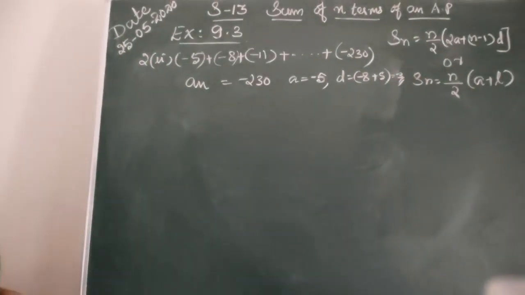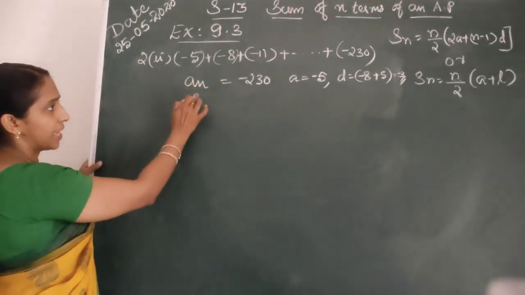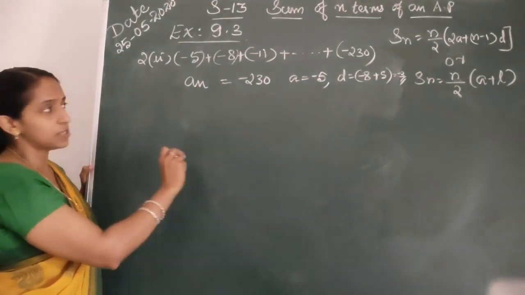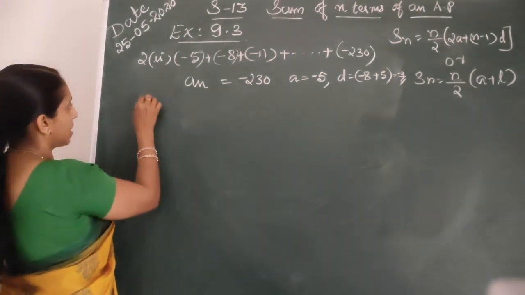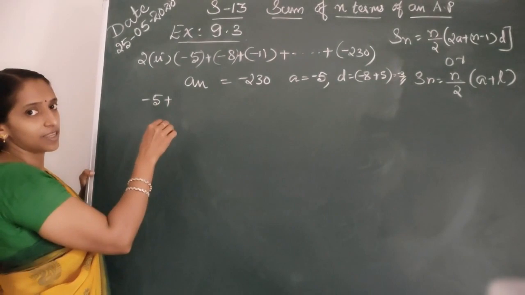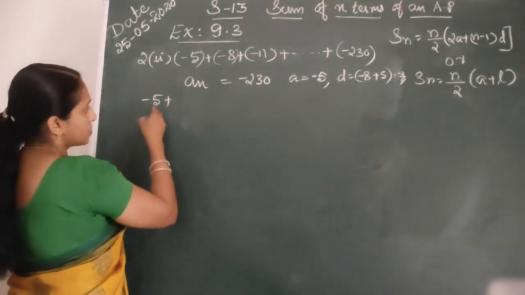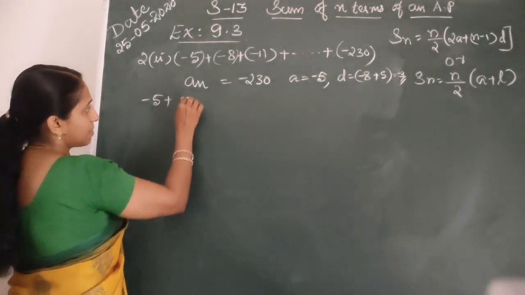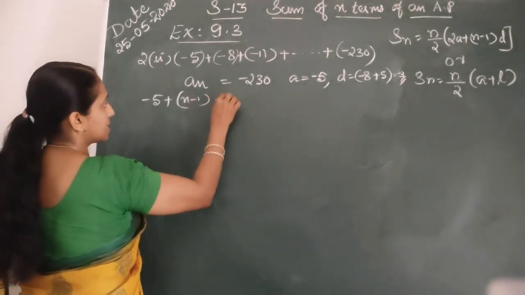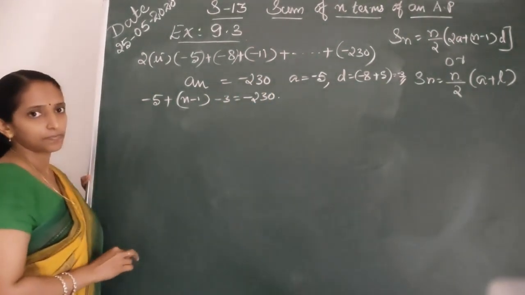D will be getting us minus 3. You are substituting this value and calculating the value of n first. That is minus 5 plus, are you remembering that formula? A plus n minus 1 into d. So minus 5 plus n minus 1 into minus 3 is equal to minus 230.